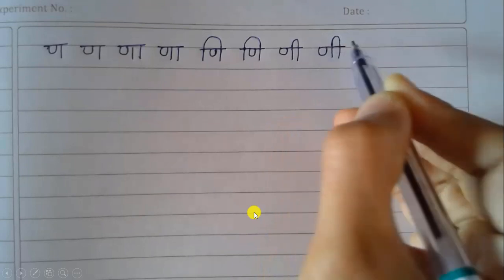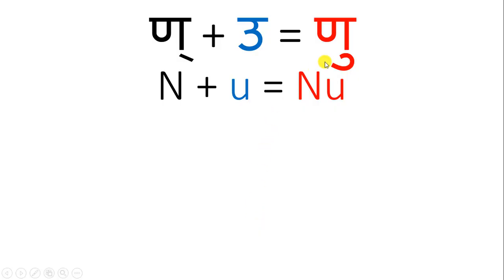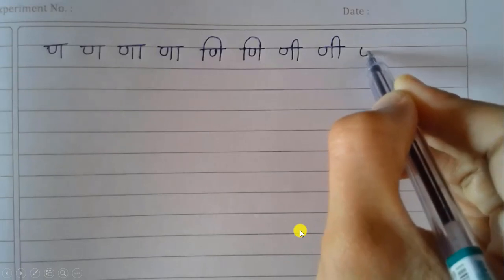All right. The next sound is Nu, and you get the sound Nu when you add N plus U. N plus U equal to Nu. Nu is written like this.